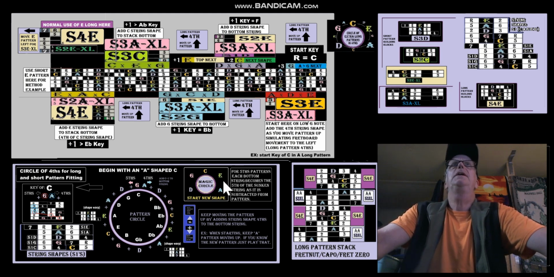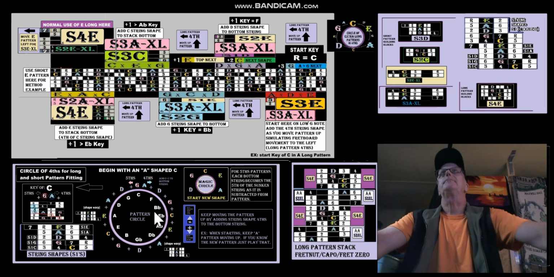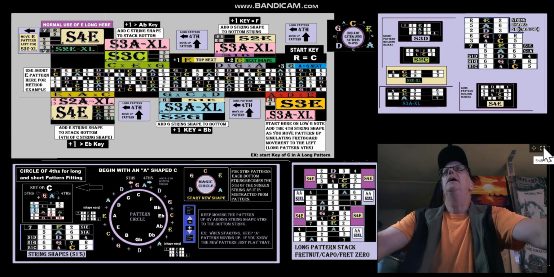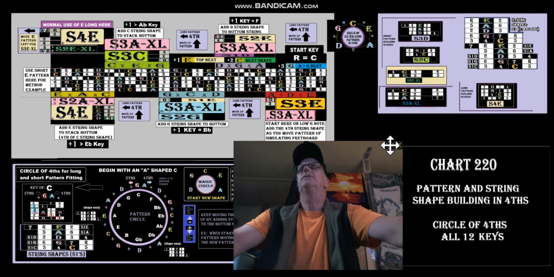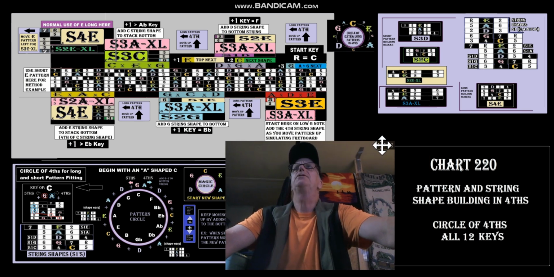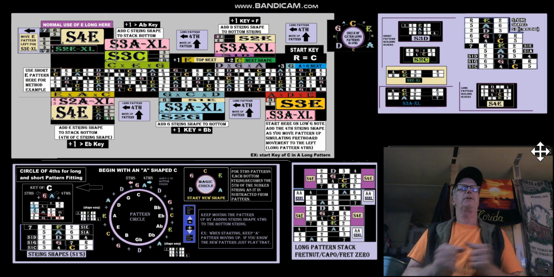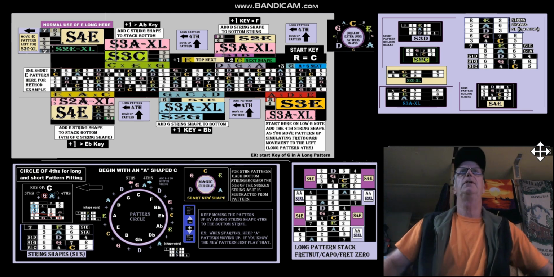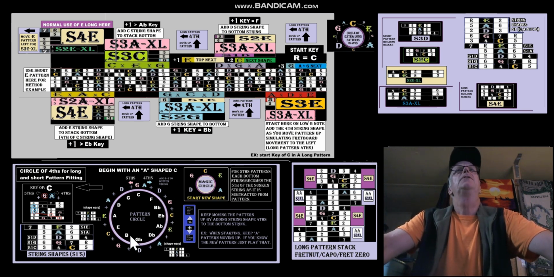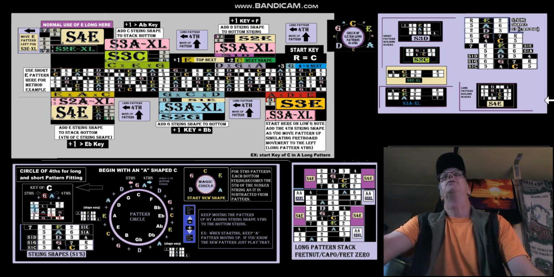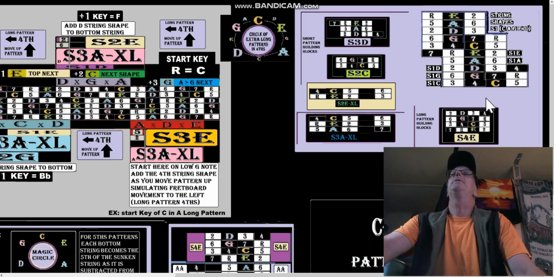This is the 2D of 220, and again the title is Pattern and String Shape Building in Fourths, Circle of Fourths, all 12 keys. And then guess what? I actually got to the circle of fifths and found that this circle could actually be used for the circle of fifths too. Why not, you know? It didn't happen at first. So let's look at what's up here.